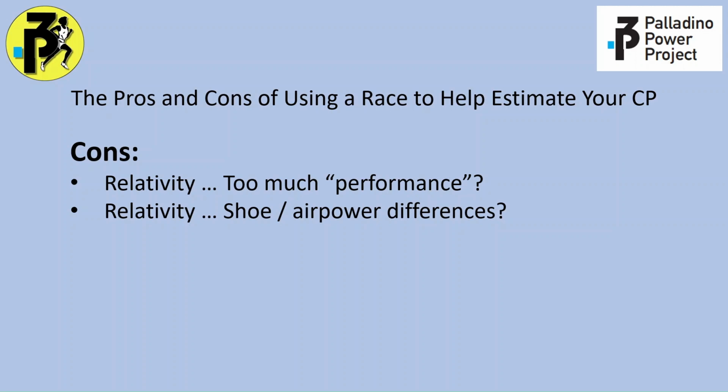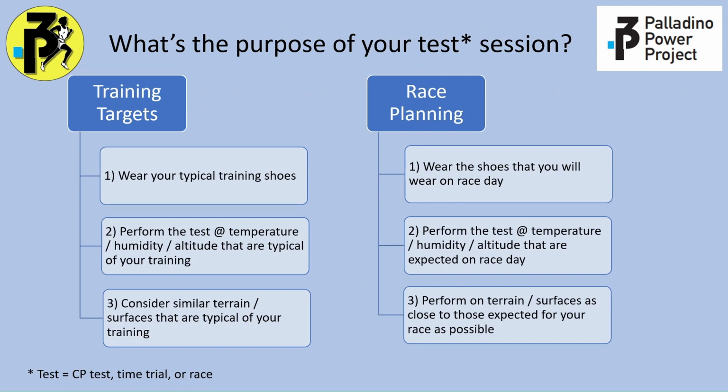All right, so this goes to a slide that I've presented elsewhere. What's the purpose of your tests? If it's to provide training targets, you're in a training block, then if you're going to the race, wear your typical training shoes. If you have a pair of plodding shoes for your easy runs and a pair of a little bit faster shoes for your tempos and intervals, and then you have your race shoes, you're going to wear your tempo interval shoes to get good training targets, all right? Whereas if you're planning for an A race, your last few testing sessions, then you might want to use the shoes that you wear on race day, all right? And that way you get something a little bit more applicable.